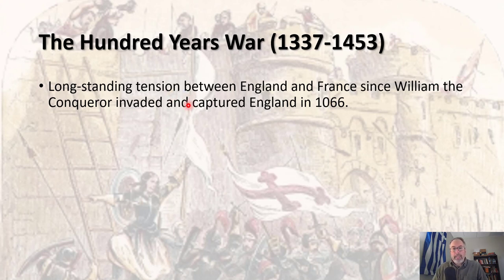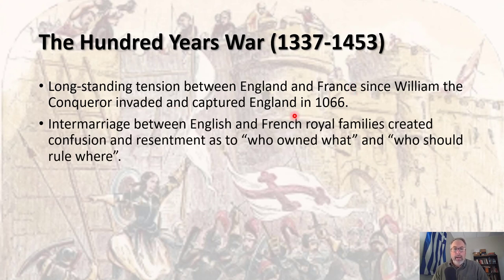But this tension goes all the way back to 1066 in the famous Battle of Hastings, where William the Conqueror, a Frenchman, invades and captures England. And the violence and the sway of influence and rulership goes back and forth for many, many centuries. And what complicates the fact is that one of the ways major powers would establish treaties with one another is they would say, okay, hey, England would say, hey, France, how about a daughter from your royal family will marry a son from our royal family, and vice versa.